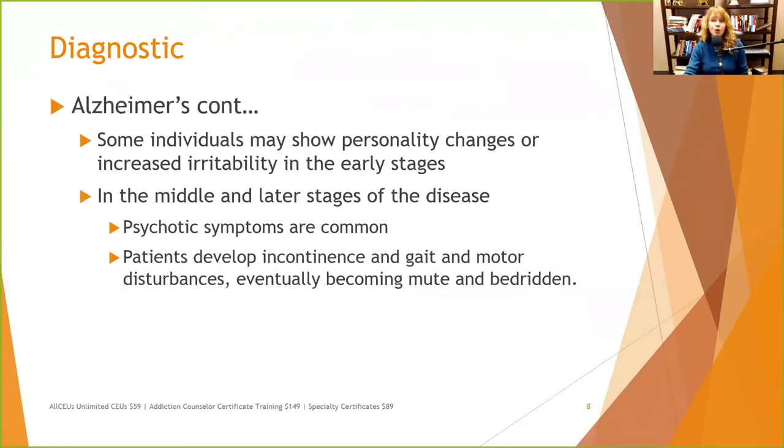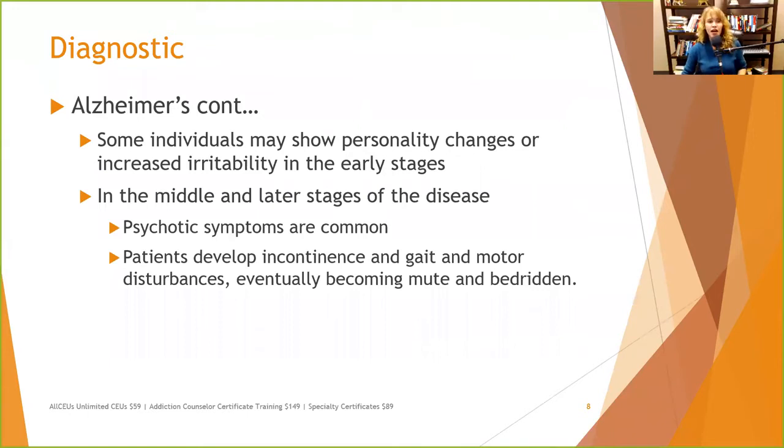Some individuals may show personality changes or increased irritability in the early stages, but not all. My uncle was passive as all get out in the early stages. It wasn't until he got into the very late stages that he became somewhat combative. In the middle and later stages of the disease, psychotic symptoms are common. So remember, we want to rule out late onset schizophrenia. Psychotic symptoms are common, and patients may develop incontinence and gait and motor disturbances, eventually becoming mute and bedridden.